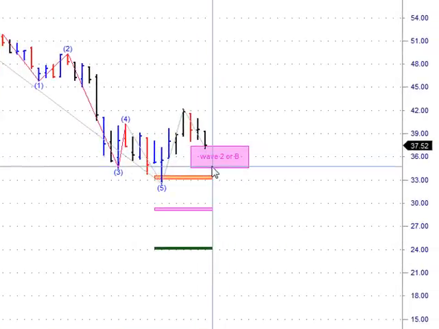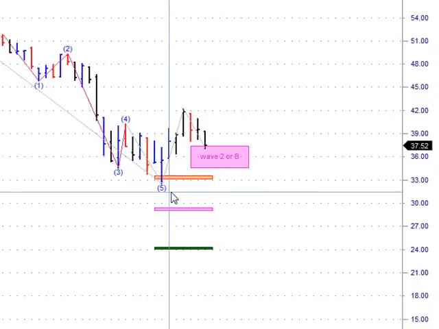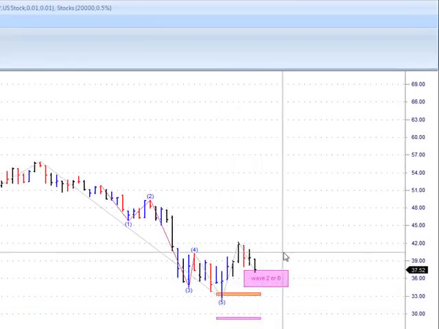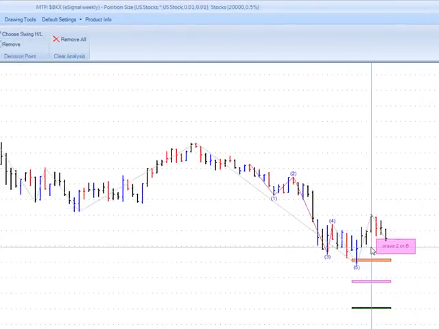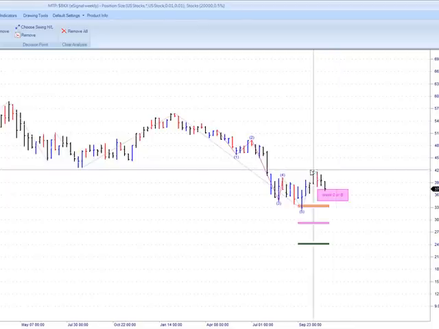Again, this is a weekly chart of the BKX. If they close below this wave 2 or B, we're probably going to test or retest the lows in the banking index. If this area holds, then we should get a bounce here, and probably up above 42, or at least challenge the prior swing high there.